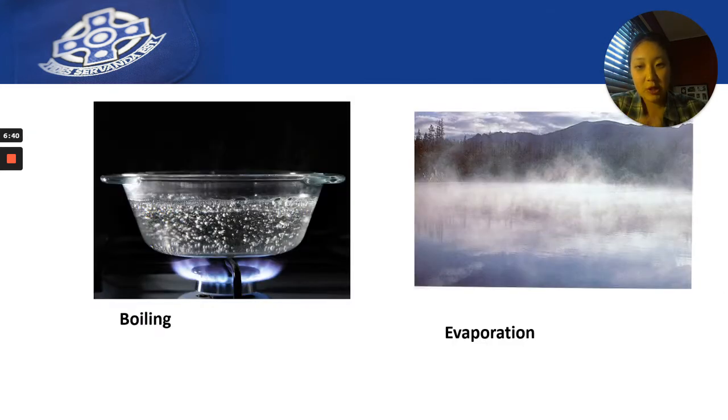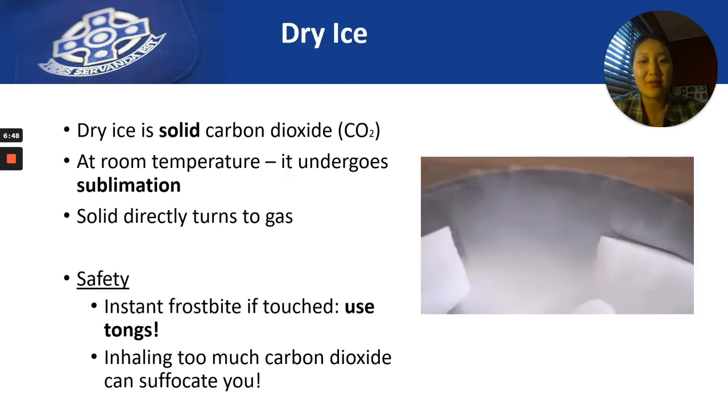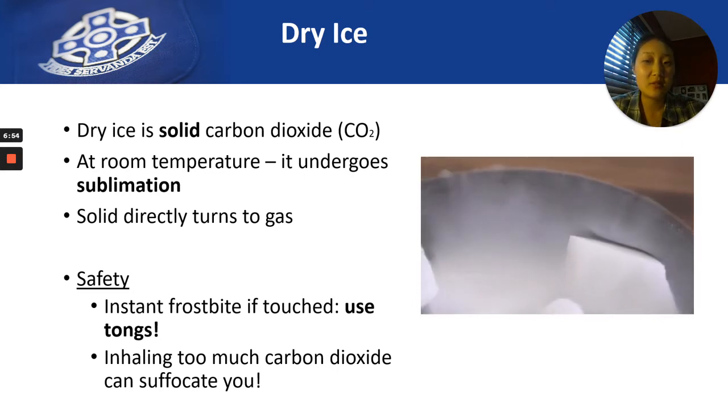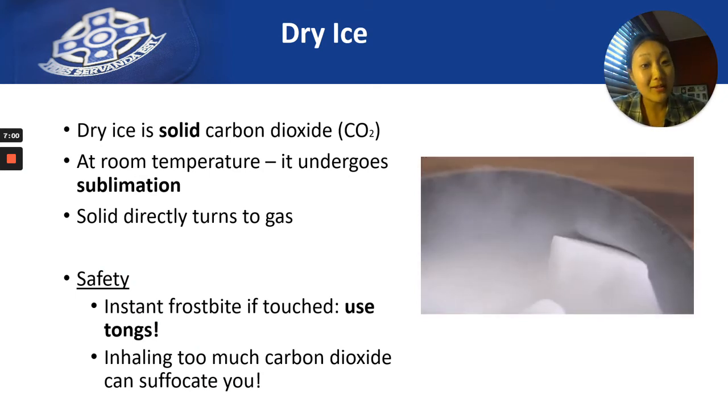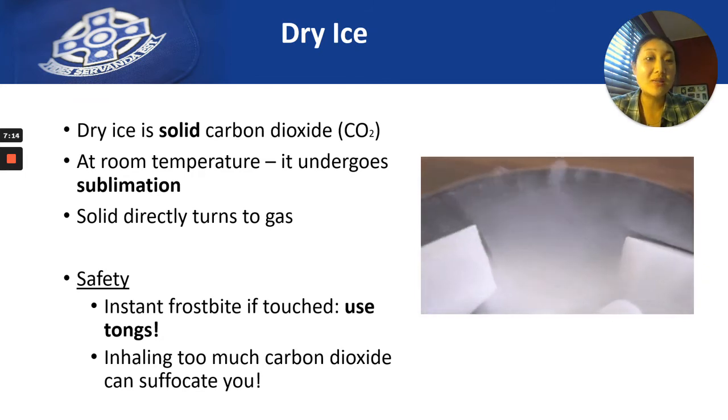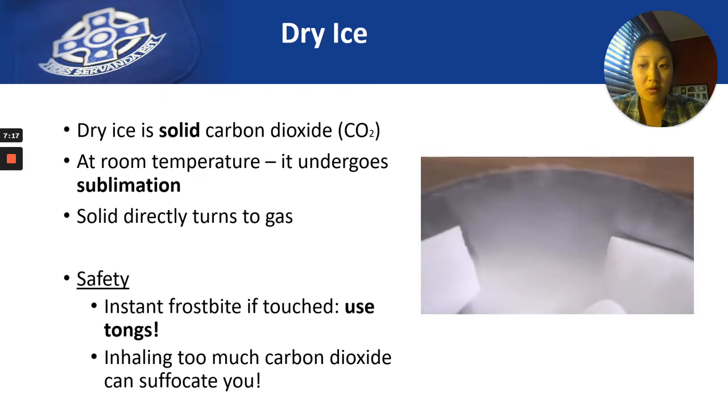Okay, so here I'm just showing you examples of boiling and evaporation. If we were at school, we would be dealing with dry ice, and that would have been cool. Dry ice is solid carbon dioxide. We're more used to hearing carbon dioxide gas, but solid carbon dioxide does exist, and that is called dry ice. When we put dry ice at room temperature, it undergoes sublimation, which is when solid directly turns to gas. It doesn't go from solid to liquid to gas, it goes directly to gas.